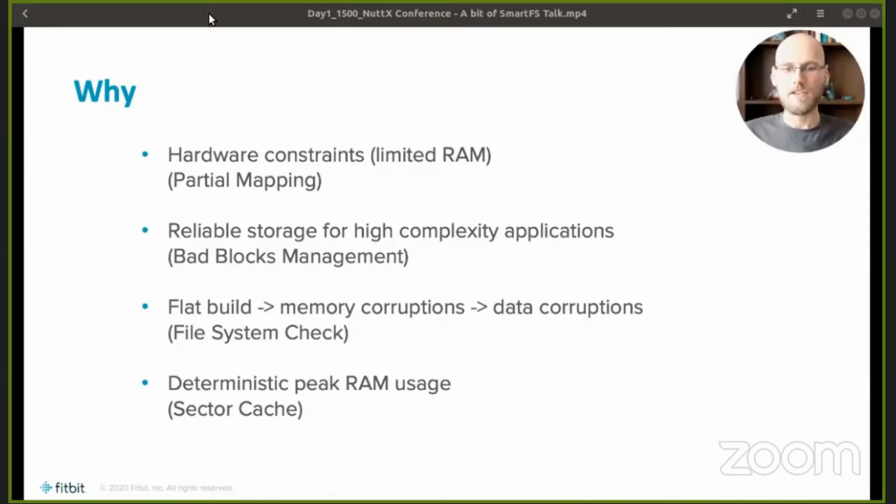We have reduced SmartFS's RAM usage with partial mapping and sector cache. User data integrity and device reliability are top priorities for Fitbit. To accommodate these needs, we have implemented two mechanisms: file system check and bad blocks management. Having said this, it's time to move on to what SmartFS is and how it works. I'm sure that not all of you are familiar with upstream SmartFS. Therefore, before discussing the changes we have made at Fitbit, I want to introduce you to SmartFS.